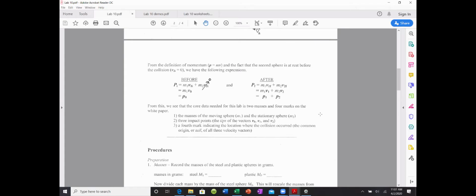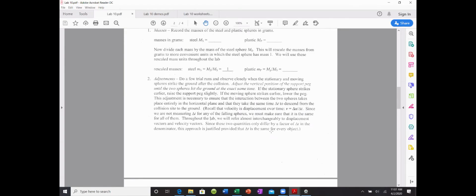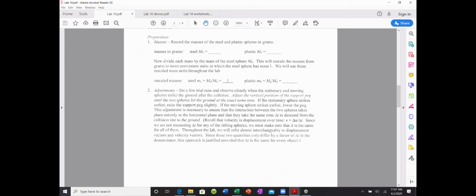I basically need like an origin. I not only need to know where things end up, I need to know where they all emanated outward from. And the point they all emanated outward from is going to be called the collision site. So a 4th mark indicating the location where the collision occurred, parentheses, the common origin or tail of all 3 velocity vectors.